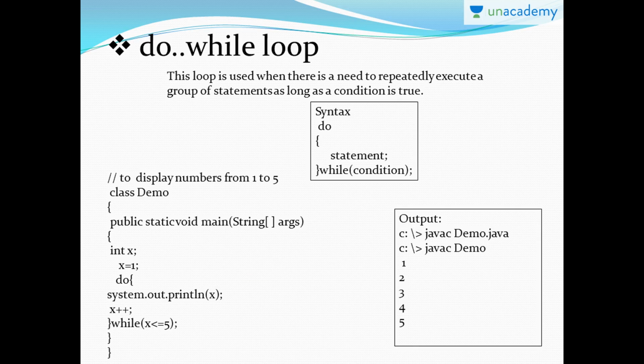Do-while loop. This loop is used when there is a need to repeatedly execute a group of statements as long as the condition is true. That means I want to print numbers 1 to 5, but I don't want to write System.out.print 1, again System.out.print 2, 3, 4 and 5. In that scenario, you can use this do-while loop. The loop itself tells us that it will repeat many times. Here, do means that whether the condition is true or false, don't consider it at first.